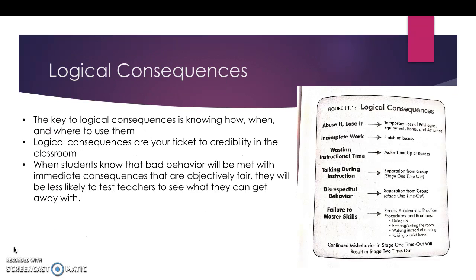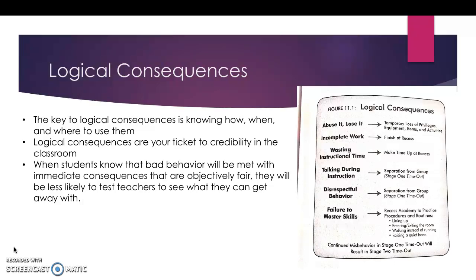So the fourth major topic is logical consequences. The key to a logical consequence is just that. It should be logical, but it's also a consequence. So you need to know how, when, and where to use them. Logical consequences are your ticket to credibility in the classroom. If they know you're not going to do anything, they will capitalize on that. So, when a student knows that bad behavior will be met with immediate consequences, that's a big thing. It has to be immediate, and that they're going to be objectively fair, they'll be less likely to test teachers to see what they can get away with.